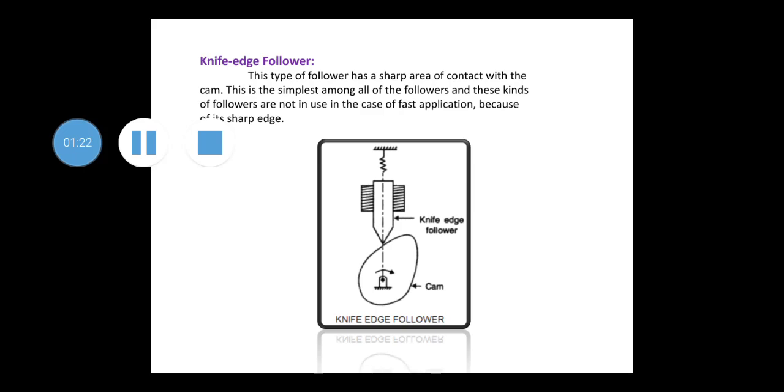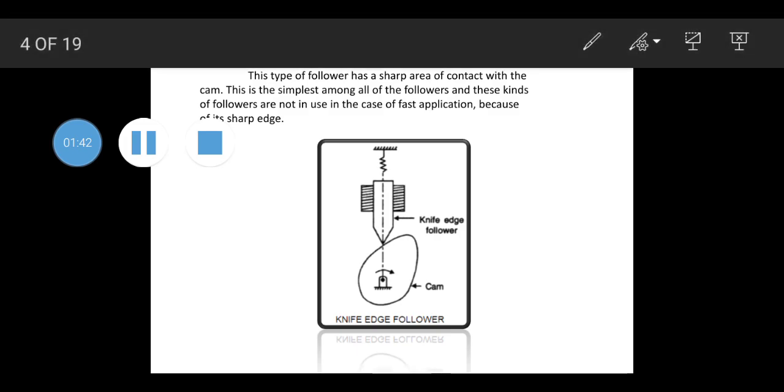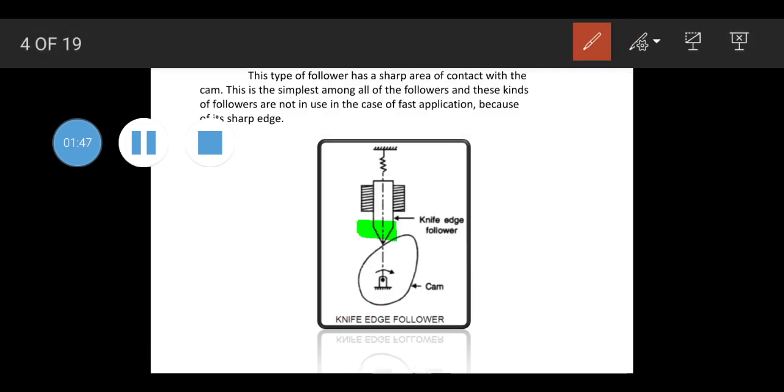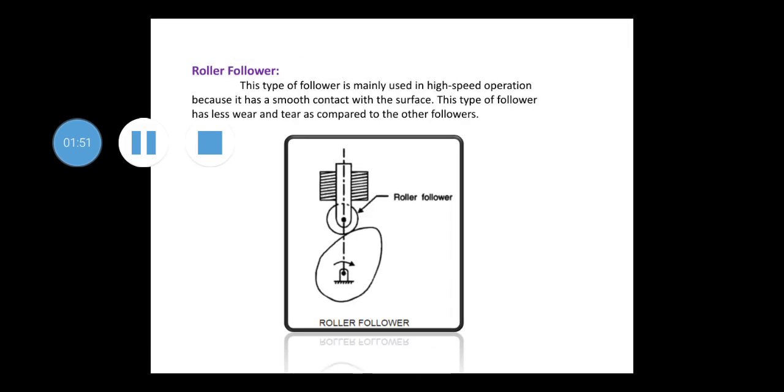Let's discuss the first type, that is the knife edge follower. This type of follower has a sharp area of contact with the cam. It is the simplest among all the followers, and this kind of follower is not used in fast applications because of its sharp edges. Here we can see the sharp edge of the follower, which is a knife-like structure.